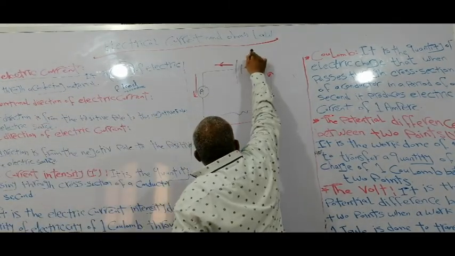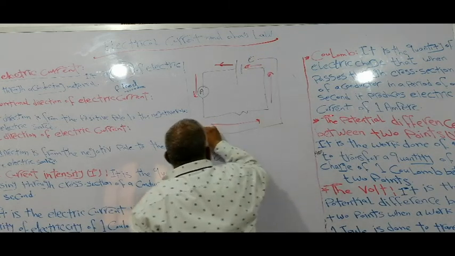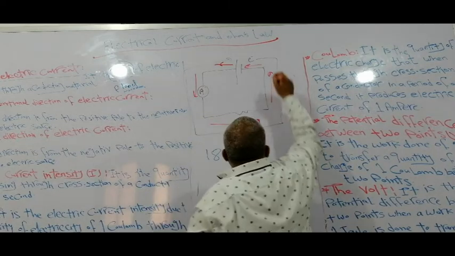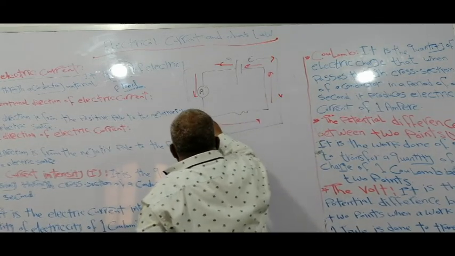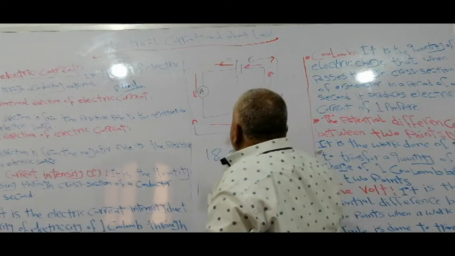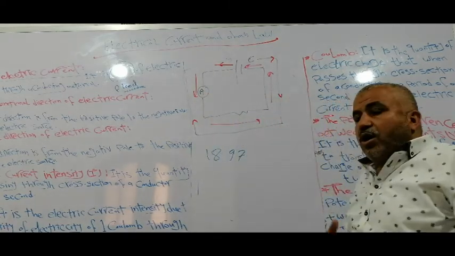From the negative pole to the positive pole, this is the actual direction. The black is the actual direction. The red is the conventional direction.